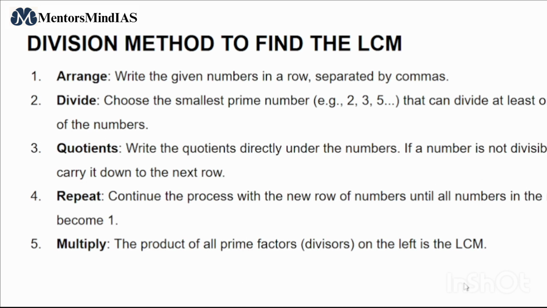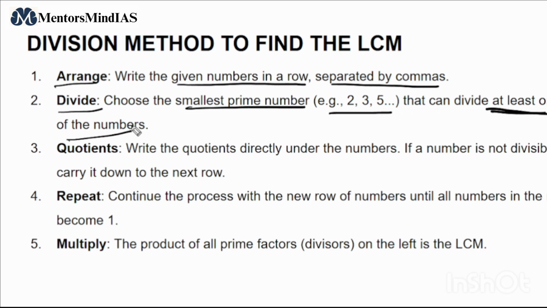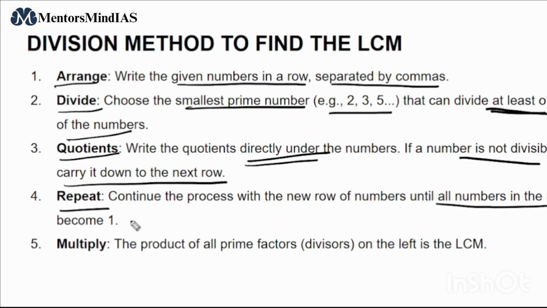If I have to summarize this method, it can be explained as follows. First, arrange the numbers: write the given numbers in a row separated by commas. Then choose the smallest prime number that can divide at least one of the numbers. Then write the quotients directly under those numbers. If a number is not divisible, carry it down to the next row as it is. Now repeat this process until all the numbers in the row become 1. Multiply: the product of all prime factor divisors on the left is the LCM.